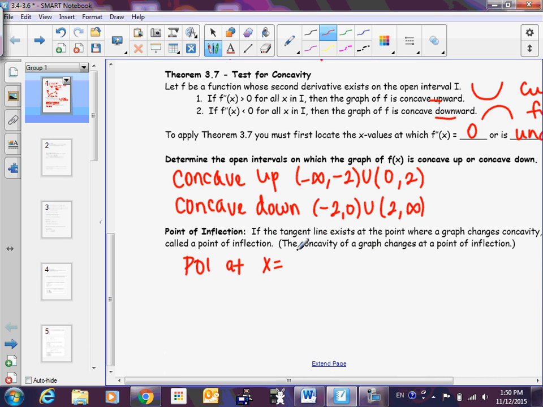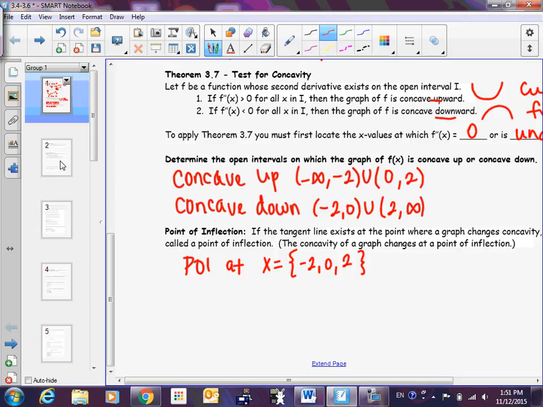-2. And since I'm going to have many, I'm going to write it as a set: -2, 0, and 2. Okay, and at these points of inflection, what do you think the second derivative is? What did we already say? I'm asking what you remember. 0. In a general problem, it could be 0 or undefined.